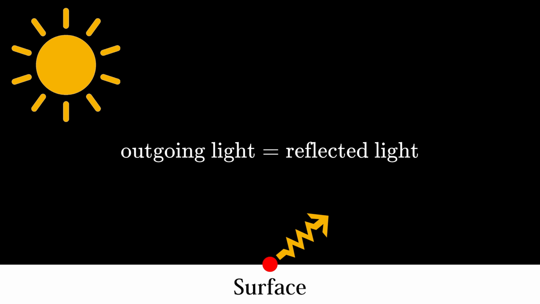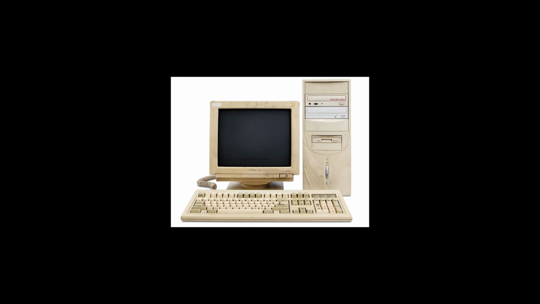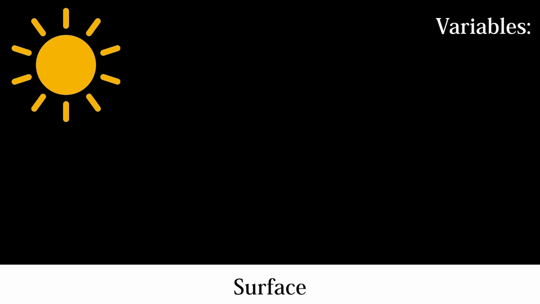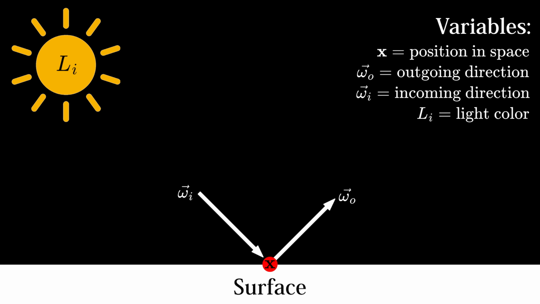and now we have to convert this abstract idea into math that achieves the described behavior because a computer doesn't know what these words mean. Using the least amount of math possible, we define a few variables, such as the position in space, the direction of outgoing light, which is the direction towards the camera in this context, the direction of incoming light, and the color of that incoming light. Then, to solve the rendering equation, we set the outgoing light equal to the incoming light, and we're all done.